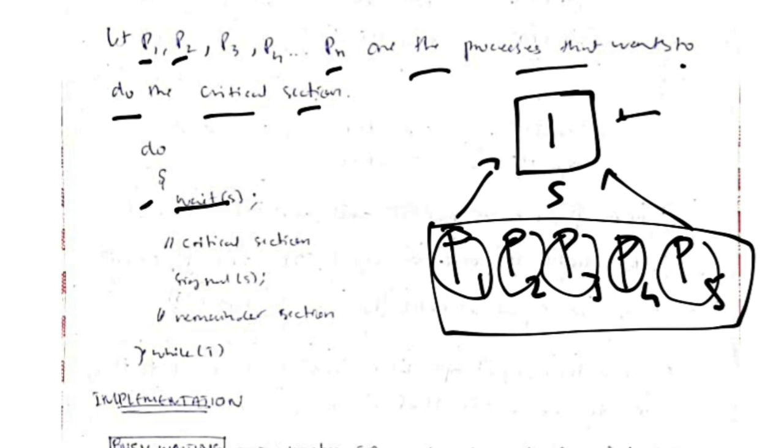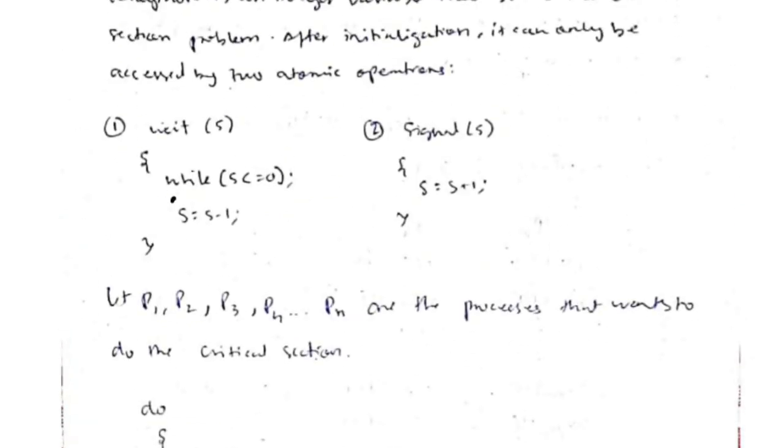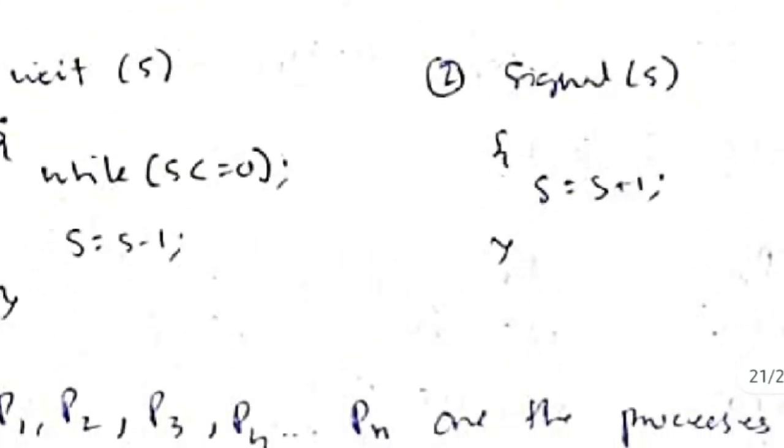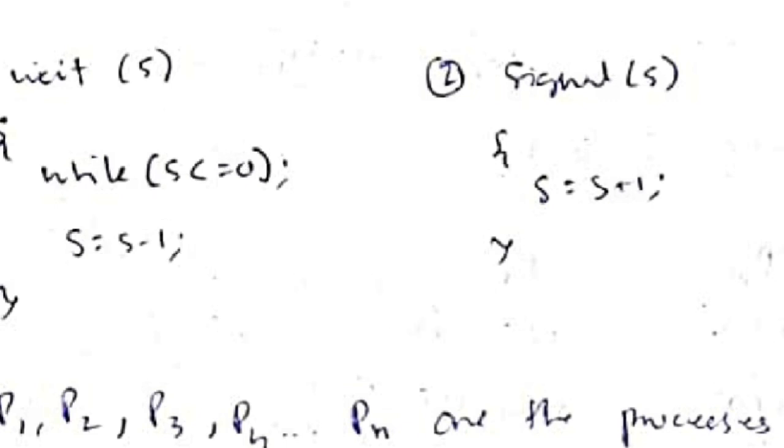When wait s is called, what will happen? In wait s, while s is less than or equal to 0, what's the value of s? S we have taken as 1. Is 1 less than or equal to 0? No, it's not true, so this loop will not be executed, and s value will become s minus 1. So what's the value of s now? S has become 1 minus 1, which is 0. So now s value is 0.